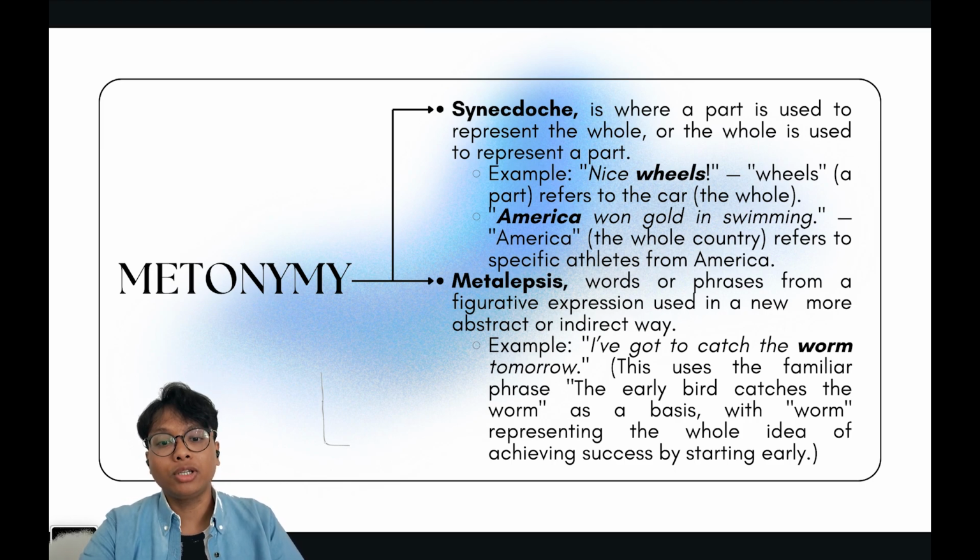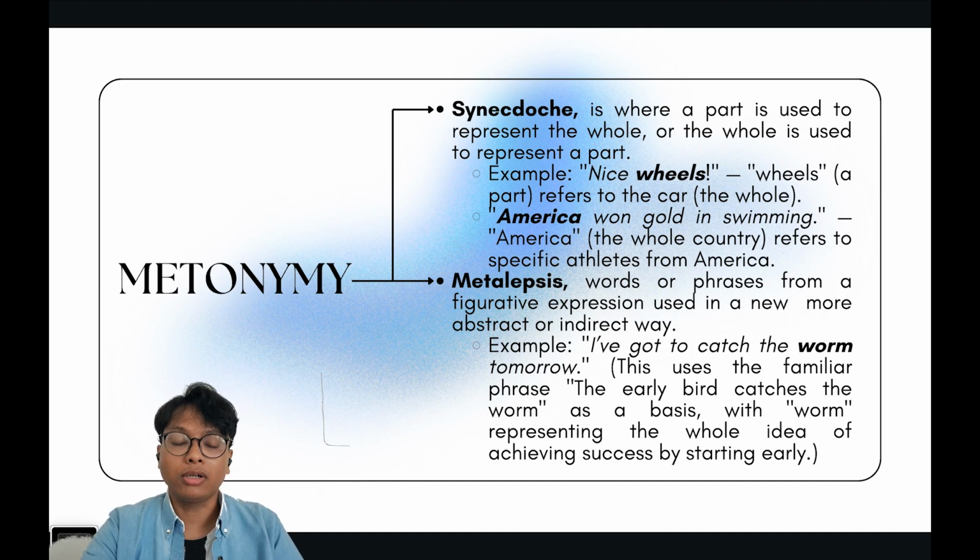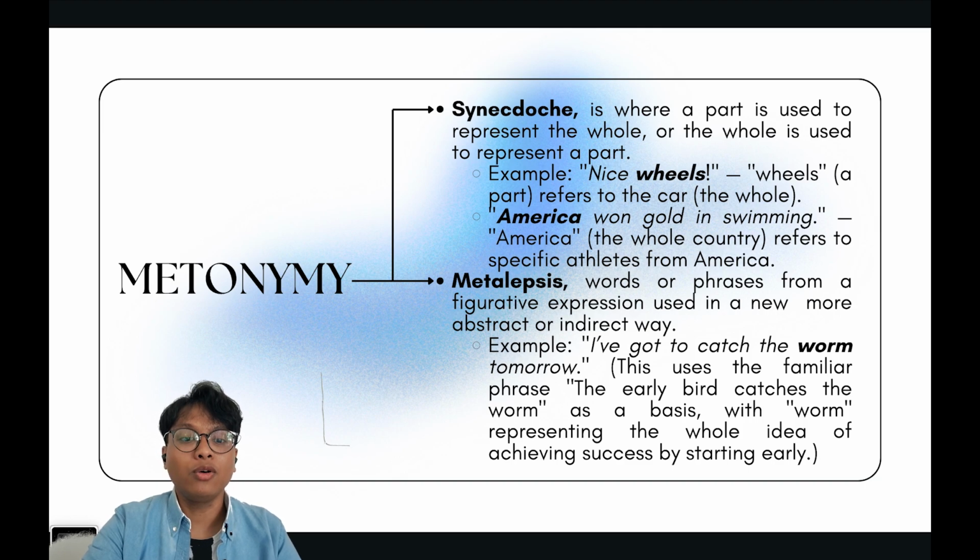The first one is synecdoche, where a part is used to represent the whole or the whole is used to represent a part. For example, nice wheels. Wheels, which is a part of the car, refers to the whole car. America won gold in swimming. America, which is the whole country, refers to specific athletes from America who won the gold in swimming.